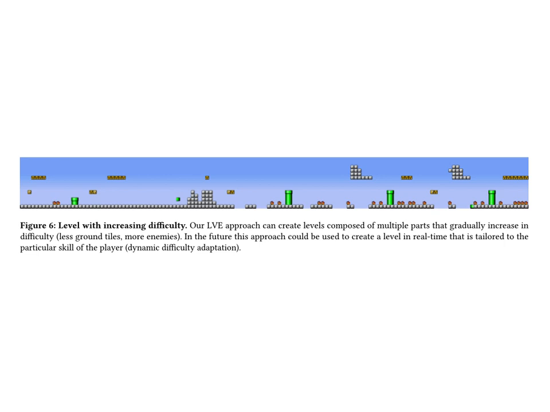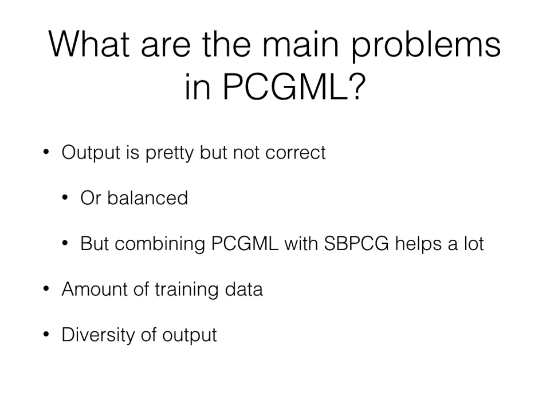Now, I've given you some examples of what works. So let's talk a little bit about what doesn't work and what the problems are. In much of PCGML, we have this issue that the output is pretty, but it's not correct or balanced. You saw the Magic card that looked all right, but was not really playable. And you saw the Mario level segments that had missing tiles and so on. So it's not really as it should be.